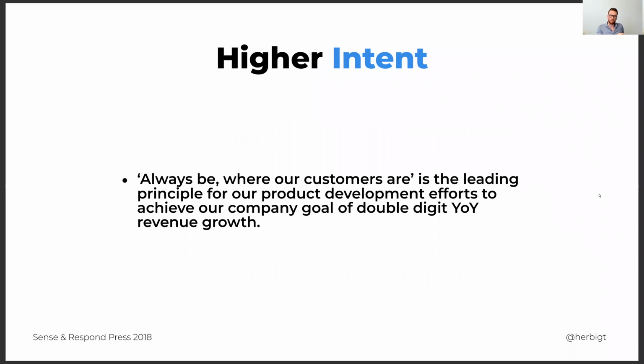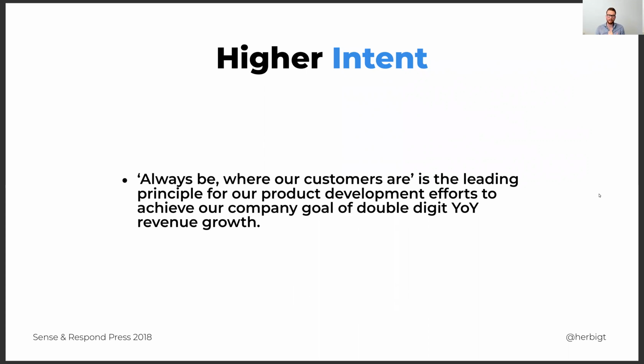Next up, we're going to look at the higher intent, and this is something you would have to collect before starting to craft the mission briefing with the team, because this basically outlines the perspective of the overall company, right? So it's about ensuring that your particular initiative is in line with the overall company big picture. Here, I just collected a quote from our imaginary CEO who said, "Always be where our customers are is the leading principle for our product development efforts to achieve our company goal of double-digit year-over-year revenue growth." So you notice it's a qualitative, inspiring statement as well, always be where our customers are, but it is also complemented by a hard number outlining the strategic growth initiative which is needed. So this essentially sets the purpose.